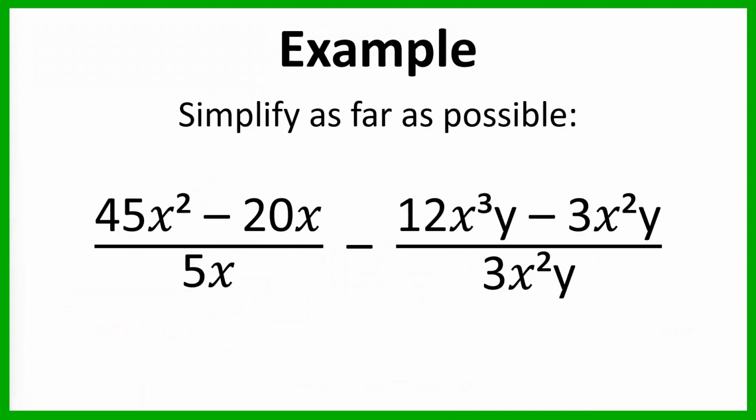In this example, we've got two terms. We've got a fraction minus another fraction. In the first fraction, I've got 45x squared minus 20x all over 5x, and then I'm subtracting another fraction where I've got 12x cubed y minus 3x squared y all over 3x squared y. Let's have a look at how we would do this question.